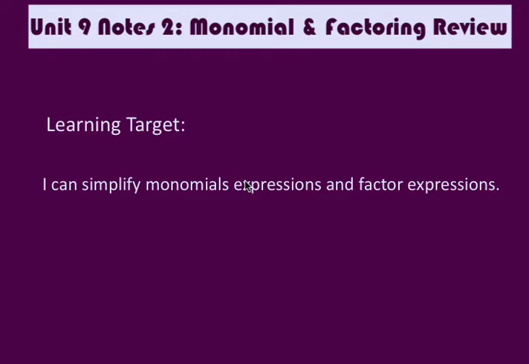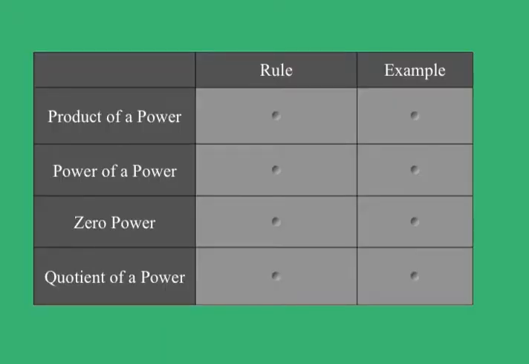Notes 2, what we are looking at is a monomial and factoring review. So when we go through Unit 9 Notes 2, we're really looking to remember some of the things we learned in Unit 3 and Unit 4 of Trimester A, so we can use that further on as we go through Unit 9. So let's just review, first of all, our rules of exponents.